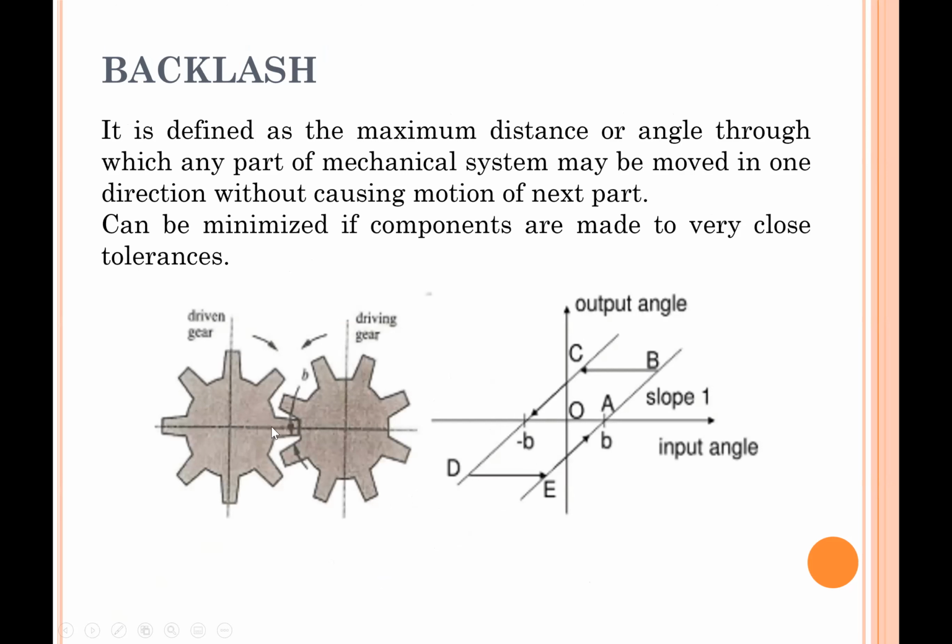Then we have backlash. This actually comes into picture when you are talking about the mechanical gears. Okay, now so over here if you see, it is defined as the maximum distance or the angle through which any part of mechanical system may be moved in one direction without causing motion in the next part. अब इस gear system को आप लोग ध्यान से देखिए.